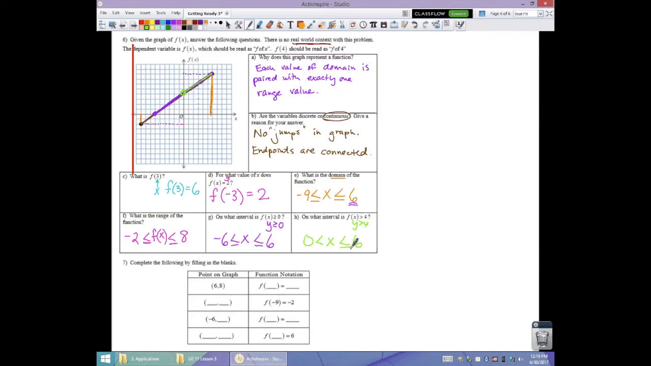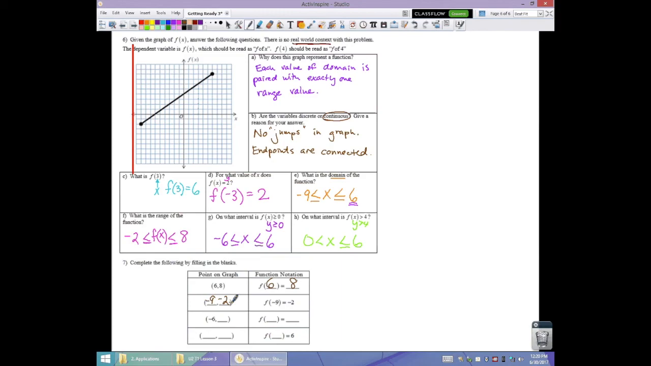Okay, now let me clear all my mess off this graph so we can do number 7. So number 7, we are just converting back and forth between coordinate and function notation. So the point in coordinate notation, (6, 8), would be written as f of 6 is equal to 8. The second one, f of -9 equals -2. Well, when I convert that to coordinate notation, that's the point (-9, -2).